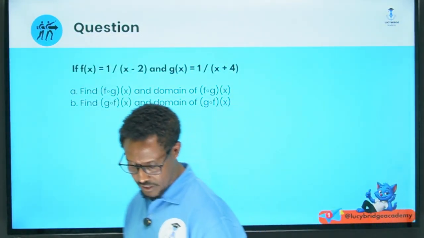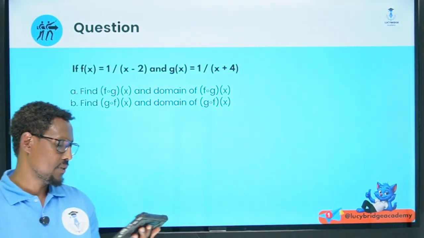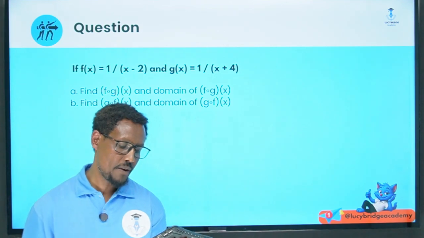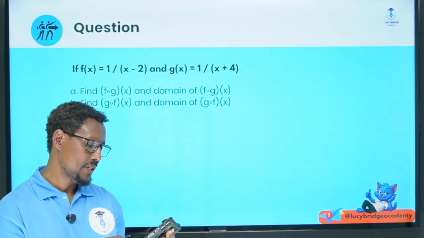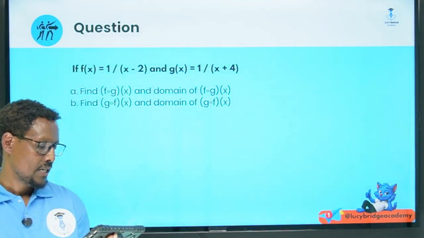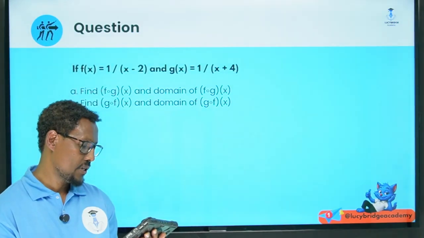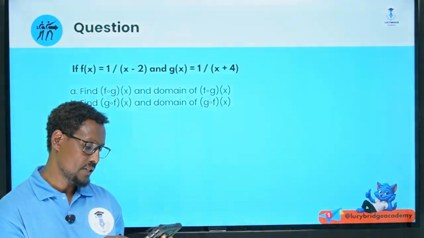Next question: f of x is equal to 1 over x minus 2 and g of x is equal to 1 over x plus 4. Find f circle g and the domain of f circle g. Let me write it down first: find f circle g of x and the domain of f circle g of x.